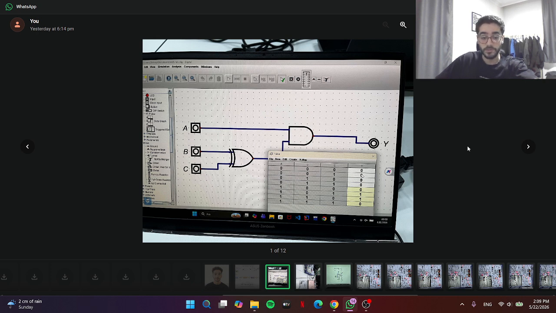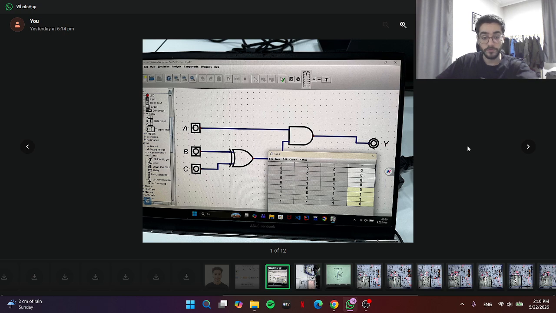First, we designed the circuit in the simulation software using three inputs, which are labeled as A, B, and C, and one output labeled Y, as we can see in the picture right here: A, B, and C, and output is Y. The circuit combines an XOR gate and an AND gate. Inputs B and C are connected to the XOR gate, and the result of that comparison is then connected to an AND gate together with input A. This means the output becomes logic 1 only when input A is equal to 1 and inputs B and C are different from each other.